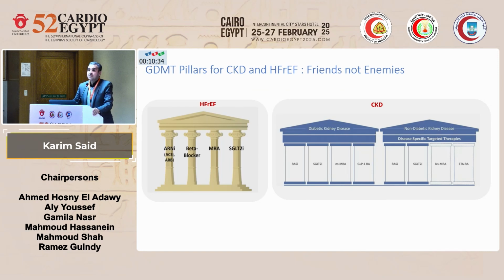When we look at the pillars of management of heart failure and of CKD, they share many pharmacological agents: the ACI, the ARBs, the MRA, and the SGLT2 inhibitors. So when we are treating heart failure patients, we are improving kidney function. And vice versa, when we are treating patients with CKD, we are preventing heart failure. So we should not look at heart failure and CKD as enemies. Actually, they are friends.